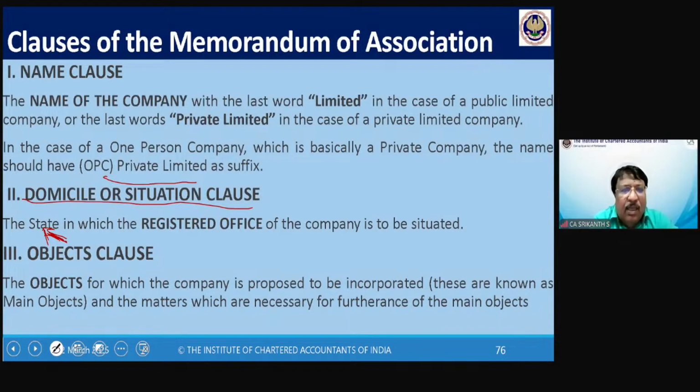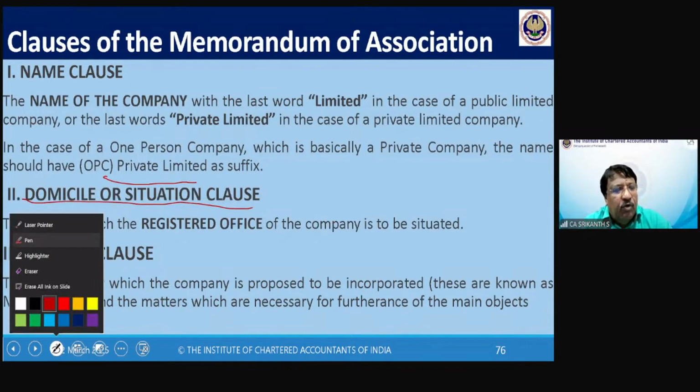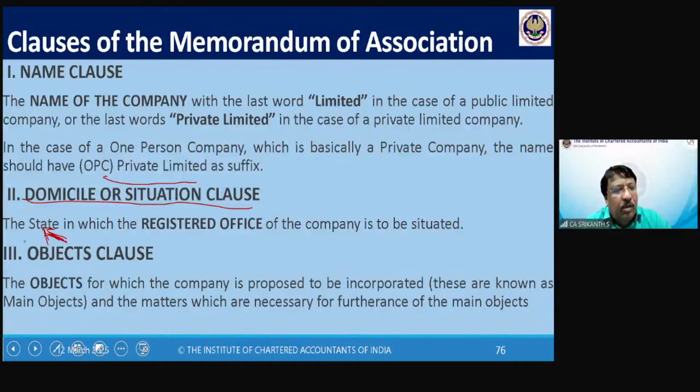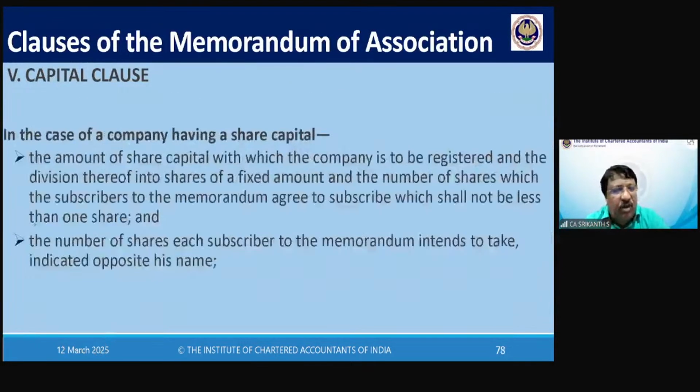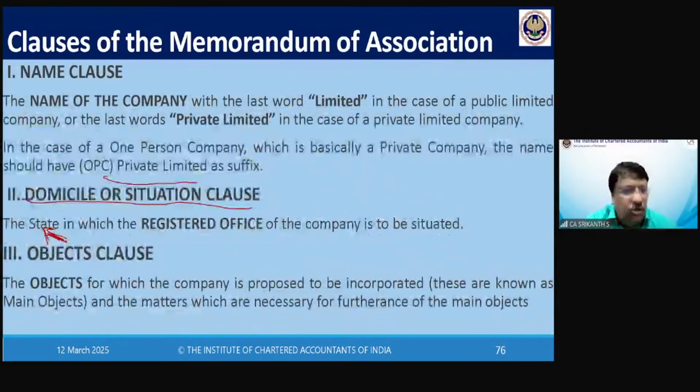Domicile means the location, state, origin. Actually, domicile technically means origin, where you are originating. Where do you now stay? Which state are you in? Domicile. If you don't like domicile, leave it. If you don't like domicile, ignore it. I don't like the word domicile, too difficult to understand. Chalo, chor.